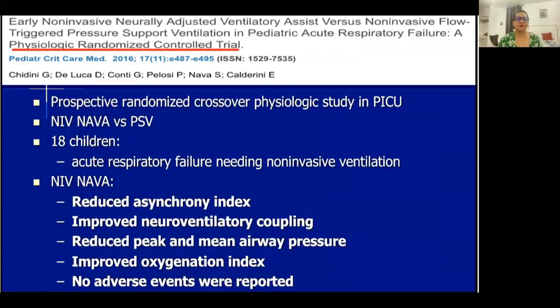Another study was a prospective randomized crossover physiological study in the PICU, where they compared NAVA versus PSV. It was a physiological study on 18 children who had acute respiratory failure needing non-invasive ventilation. They found that NAVA had a reduced asynchrony index, improved neuroventilatory coupling, reduced peak and mean airway pressure, and improved oxygenation index. And there were no adverse events reported.